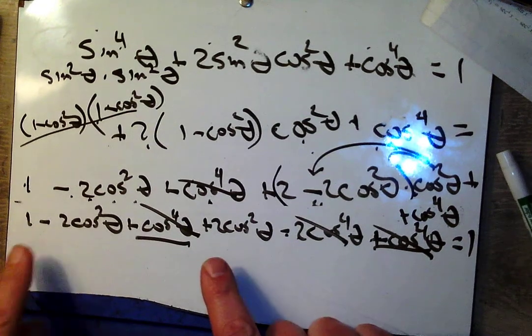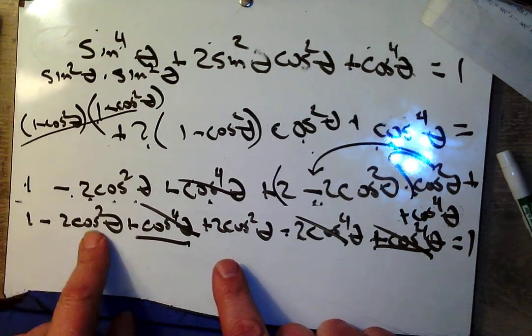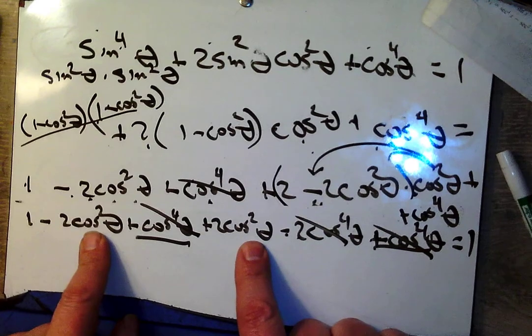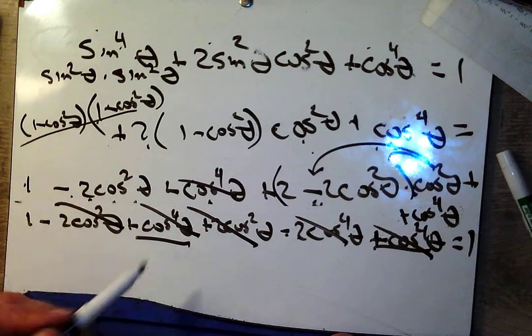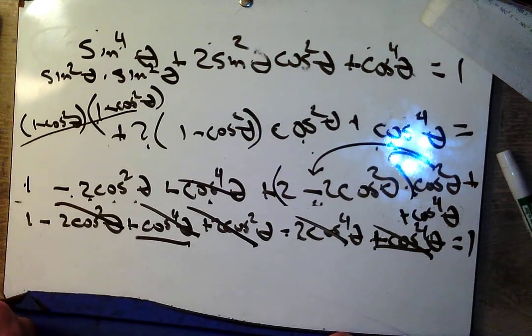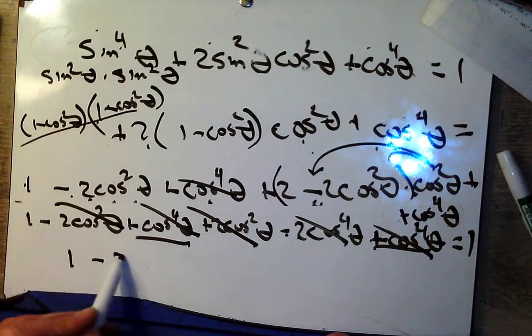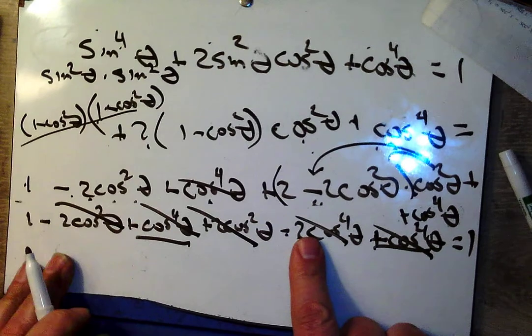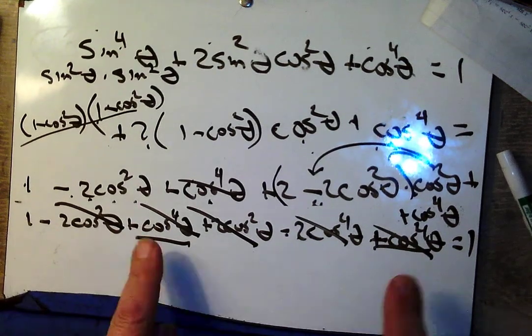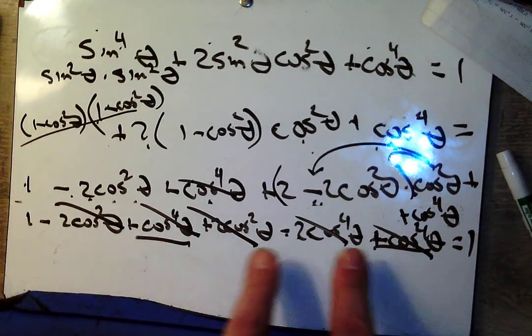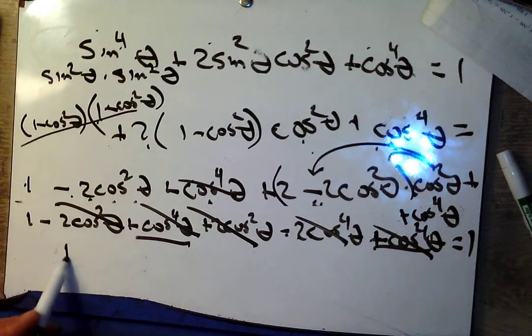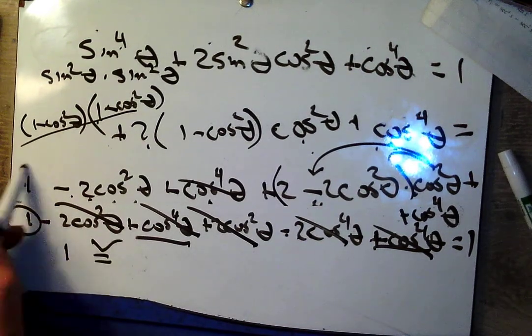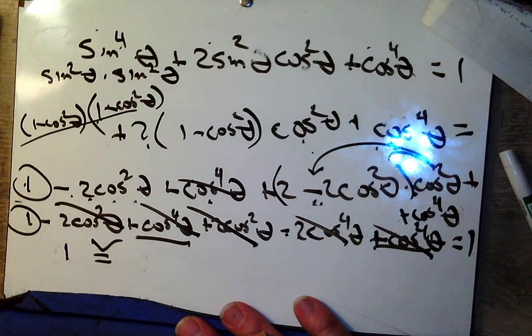Okay, now what do I have? I've got 2 minus 2 cosine squared plus 2 cosine squared. They cancel. And so now it looks like I've got 1 minus 2. Oh, no, that 2 is gone. Yeah, I just have the 1. This 2 went away with 1 of these plus 1 of these made 2 of them, minus 2 of them. And so I'm left with just that 1. Yeah, I can do that.